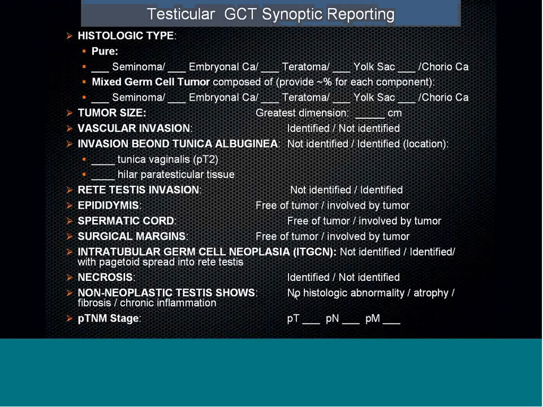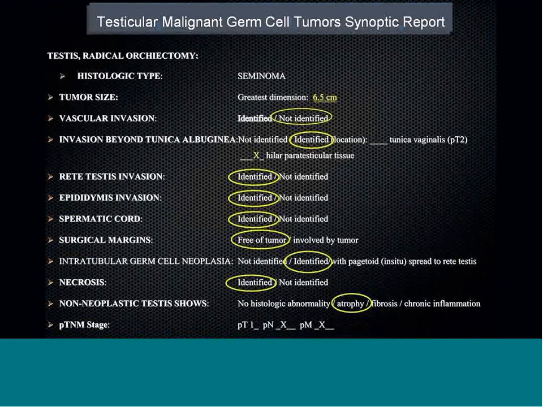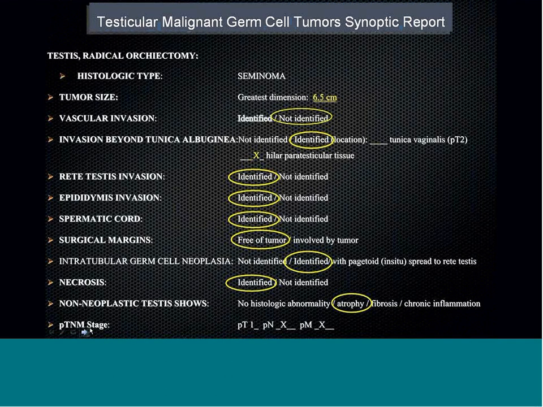comments on how the non-neoplastic testis looks. Example of a complete report on a seminoma, with all the features that we've discussed. One more thing: the pTNM stage at the end of your synoptic reporting. You're responsible to report pT. You don't have to say anything about pN and pM. You can put X or just not mention it at all. It will be fine.